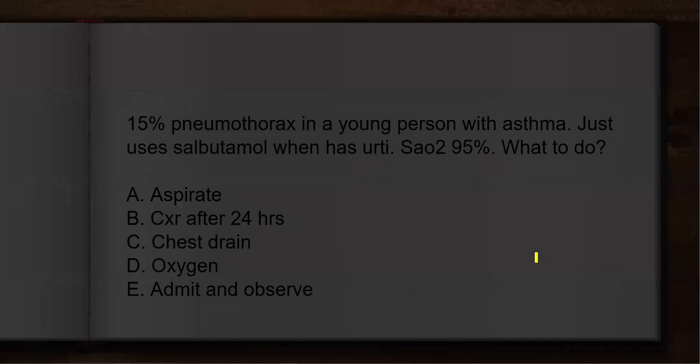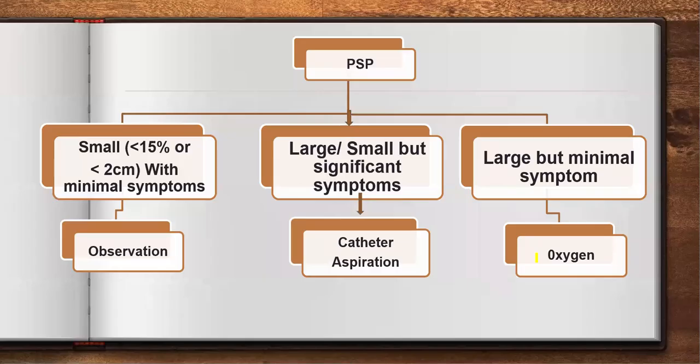Now, first of all, we'll go through this thing and then we'll decide. Pneumothorax means when a patient has air in their pleural cavity, and that excessive air can compress the lung, causing difficulty breathing, causing chest pain and hypoxia or lack of oxygenation.